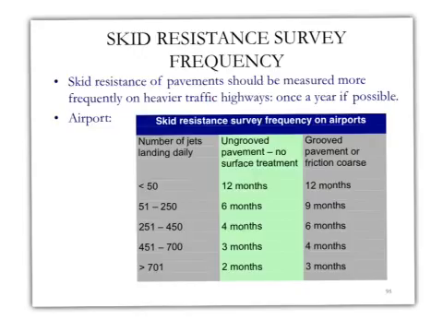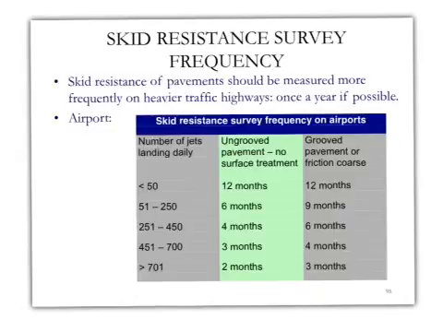This here is the skid resistance survey frequency, and the question is how long do we need to rely on old data, and how frequently do we need to go to the field and measure the skid resistance. So skid resistance of pavements should be measured more frequently on heavier traffic highways. Why? Simply because more traffic is going to decrease the skid resistance of the road much quicker compared to roads that do not carry so much traffic.